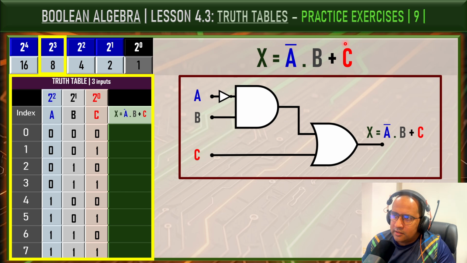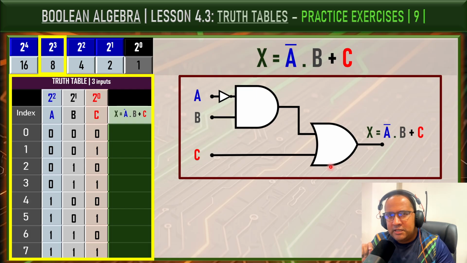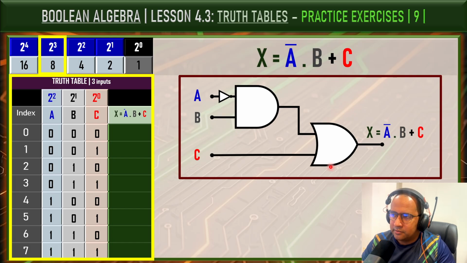Let's begin by observing the logical expression A negated times B plus C. We can say A complement, okay? Notice that the final gate of the circuit is an OR gate. This immediately reveals an important pattern. Whenever C is equal to 1, the output becomes 1, regardless of the values produced by the AND gate. Therefore, all rows where C is equal to 1 can be filled immediately. As a result, rows 1, 3, 5, and 7 will all produce an output equal to 1. With a single observation, we have already completed half of the output column.